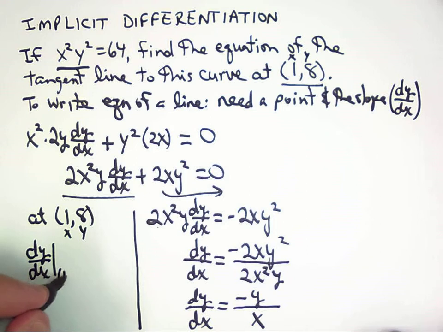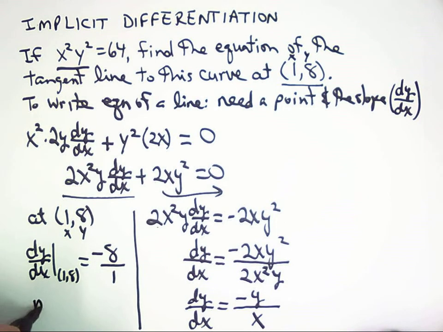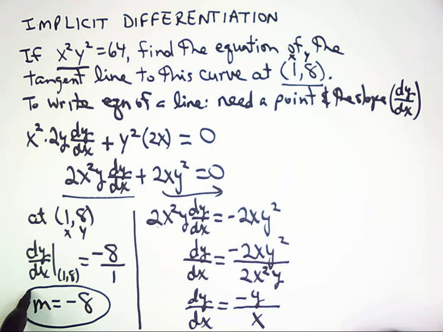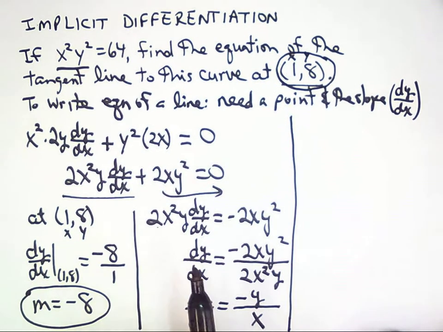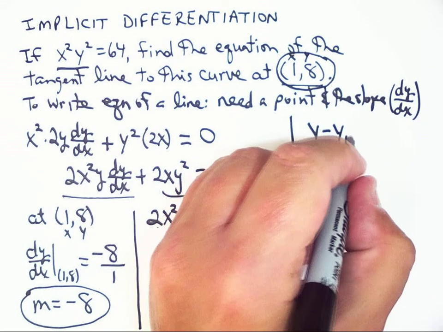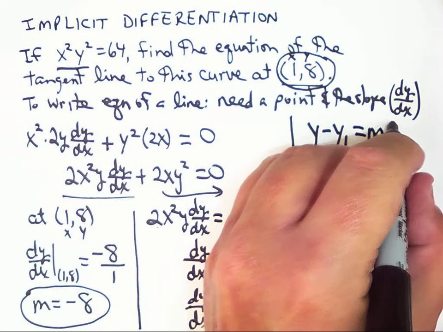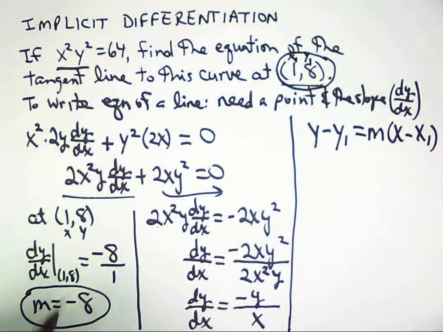write it this way, at the point (1, 8) is going to be negative whatever y is, which would be 8, divided by whatever x is, which is 1. So the slope of the line that we're looking for is just negative 8 over 1, which is negative 8. So now I have the slope of the line and I have the point on the line. Once I have that, I can find the equation of the line in what's called point-slope form. And the point-slope form of a line is y minus y1 equals m times x minus x sub 1.